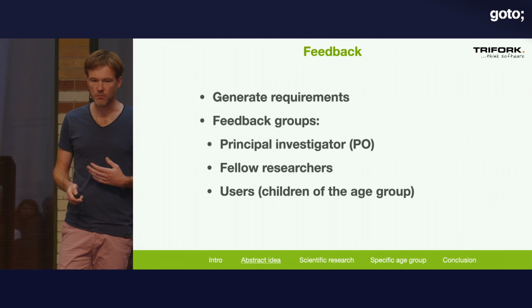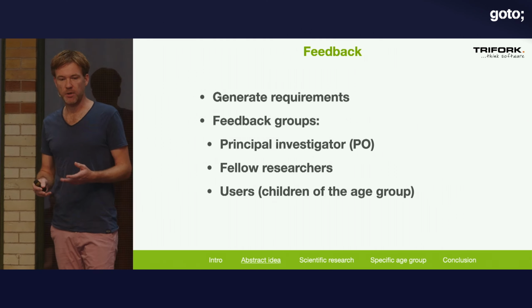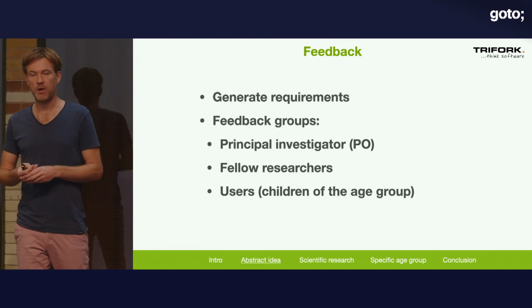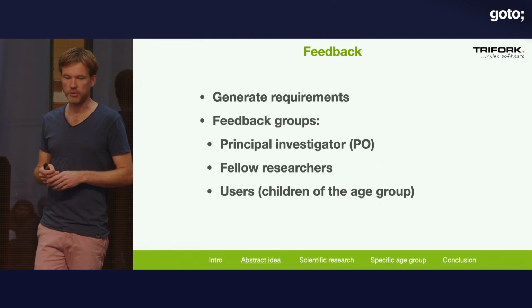We had that product owner, the principal investigator, and of course there are also other researchers in the field, but because the idea was so vague, we couldn't really go to them and ask, what do you think of this? We wanted to show them something, so we needed to think of something that we could bring to the stakeholders, so to the fellow researchers, but even to the children, and then to create some kind of feedback loop that we could use to gather those requirements. The feedback groups were principal investigator, fellow researchers, and the children.